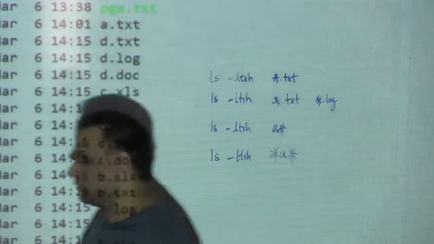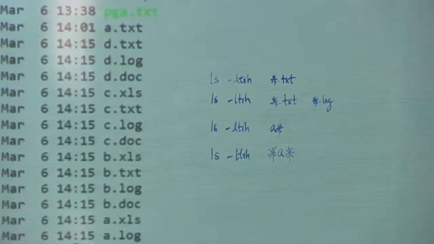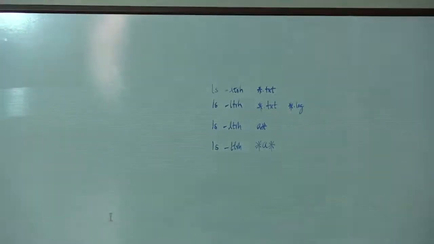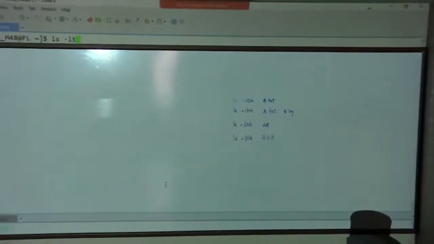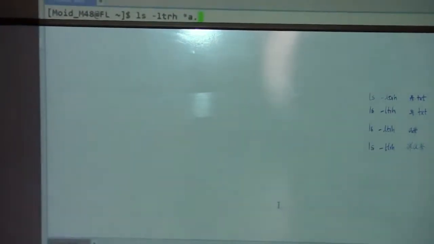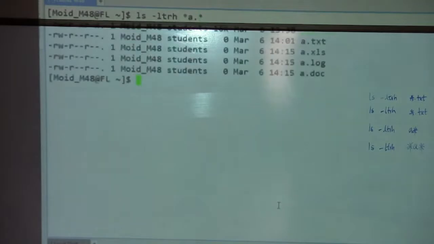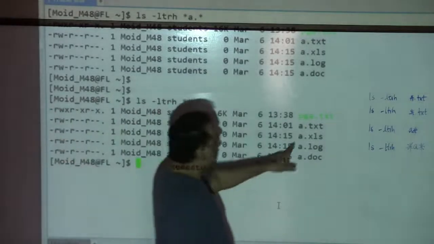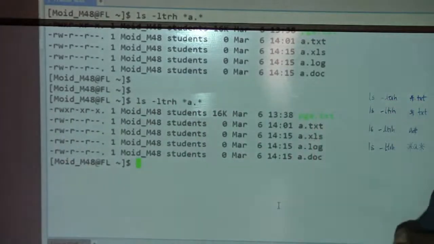So let's try this. ls minus ltrh asterisk a asterisk. So it is showing me all the files with the name a in it, a.txt, b.txt, and pga also has the a in the center, so it picked that one as well.